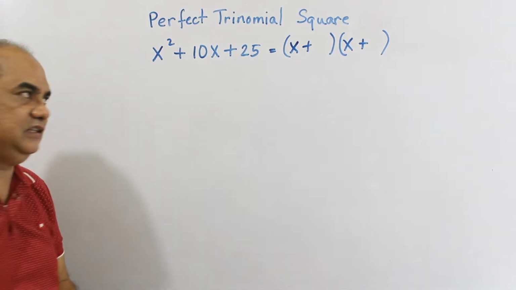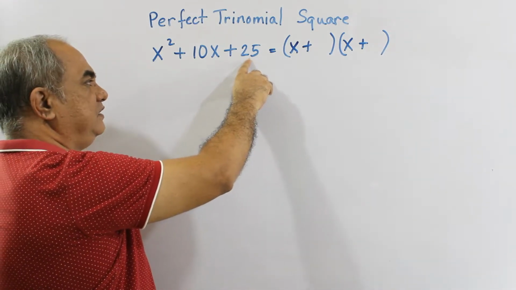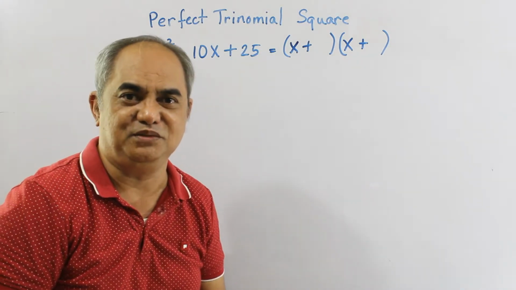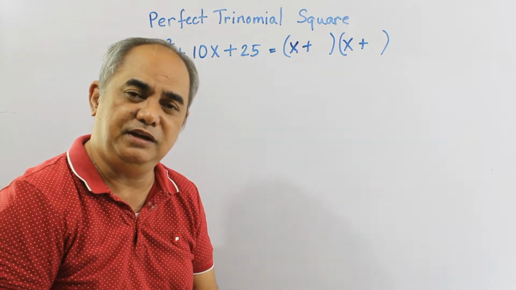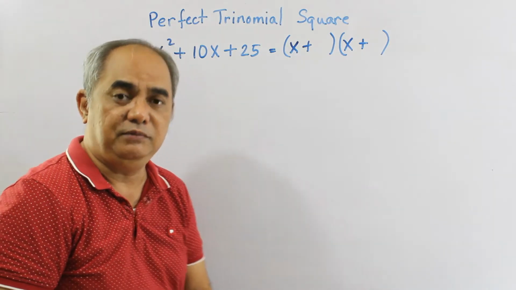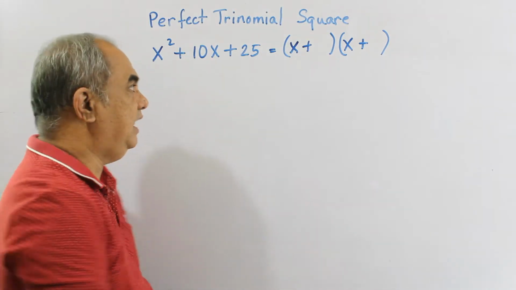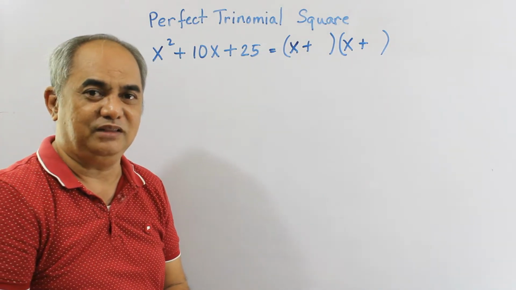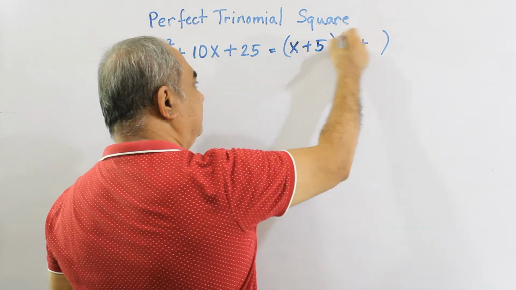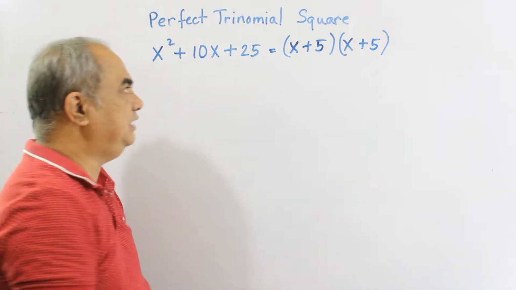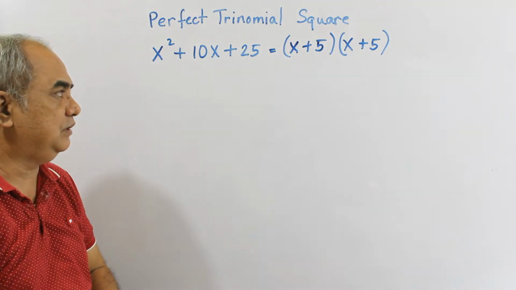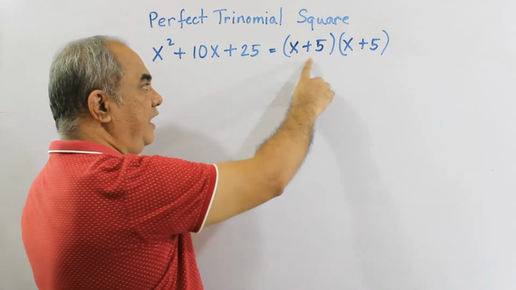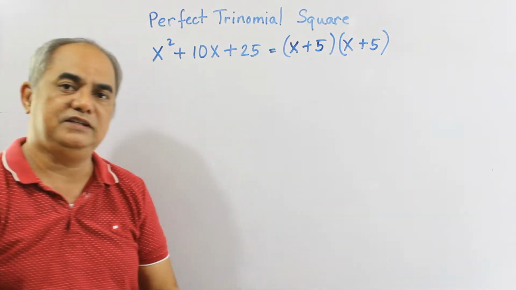Now notice, the last term will always be a perfect square. And whenever we have a perfect square, the answer is nothing but the square root. And the square root of 25 is nothing but 5. So we put 5 here. So your answer now is x plus 5 for the first factor and another x plus 5 for the second factor.